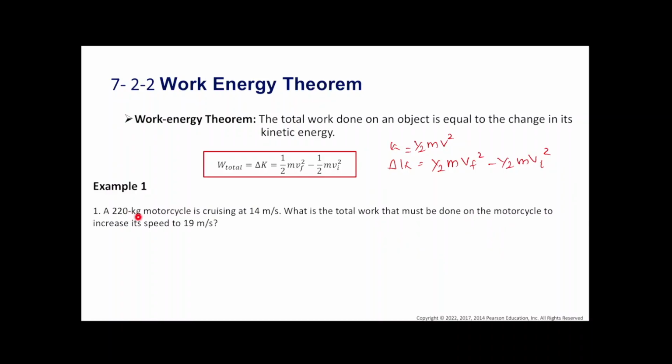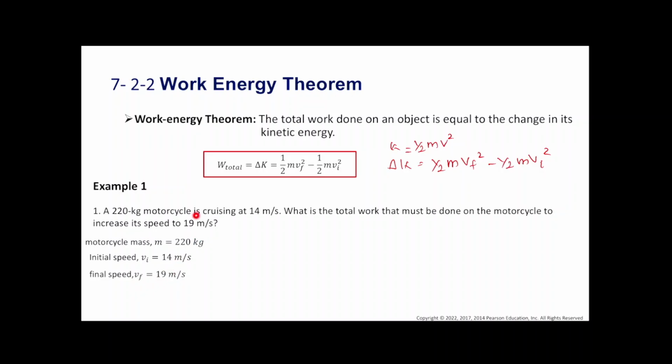A 220 kilogram motorcycle is cruising at 14 meters per second. Now we are given the mass and the speed. What is the total work that must be done on the motorcycle to increase the speed to 19 meters per second? So we are given the mass of the motorcycle, the initial speed, which is 14 meters per second, and the final speed, 19 meters per second. We are asked to find the total work done.